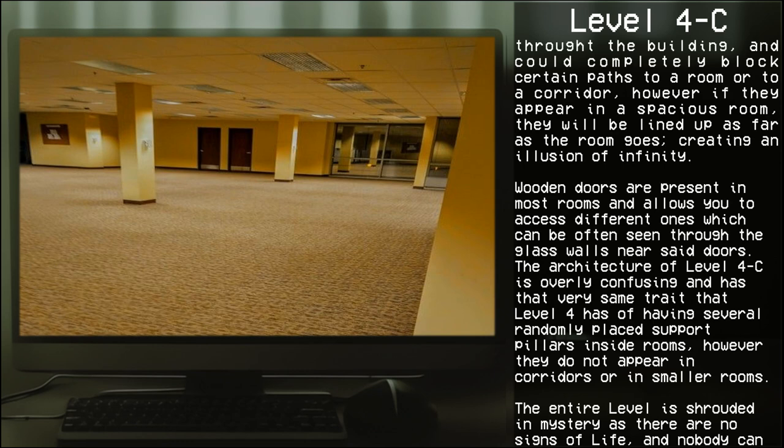However, if they appear in a spacious room, they would be lined up as far as the room goes, creating an illusion of infinity. Wooden doors are present in most rooms and allow you to access different ones, which can often be seen through the glass walls near said doors.